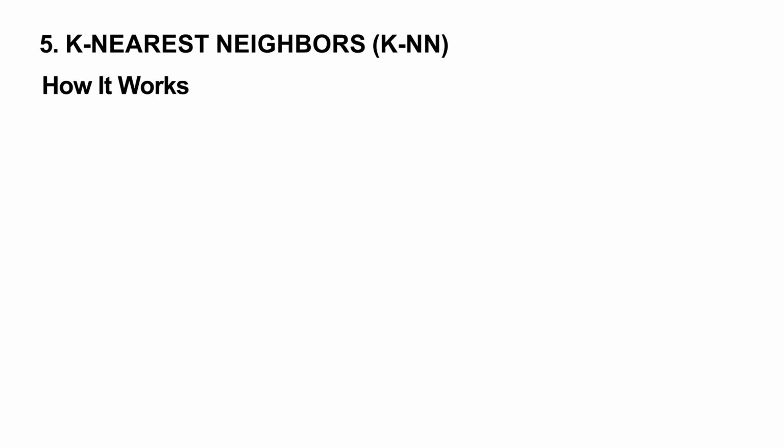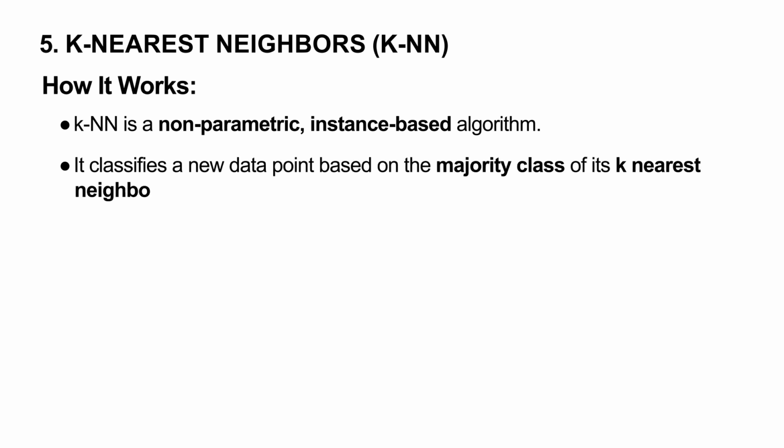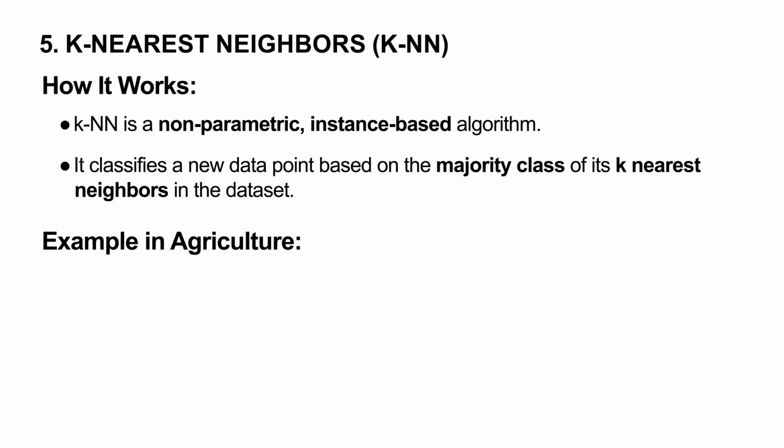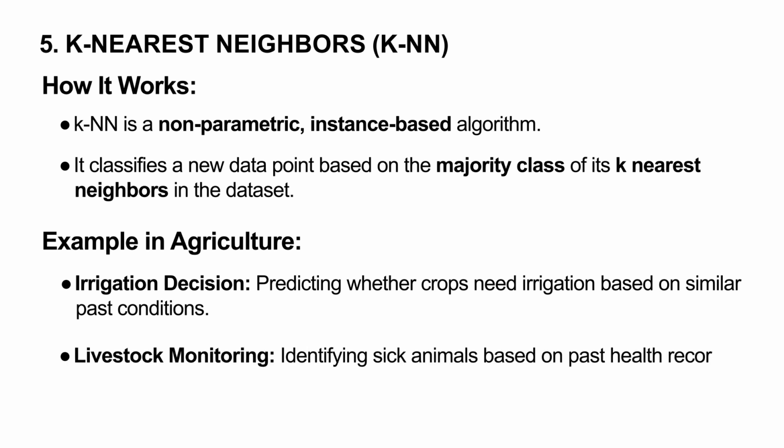How it works: KNN is a non-parametric instance-based algorithm. It classifies a new data point based on the majority class of its k nearest neighbors in the dataset. Example in agriculture. Irrigation decision, predicting whether crops need irrigation based on similar past conditions. Livestock monitoring, identifying sick animals based on past health records.